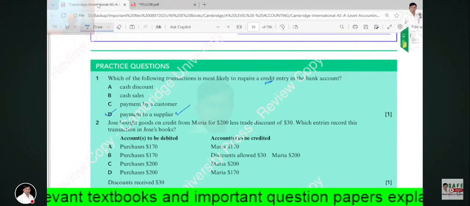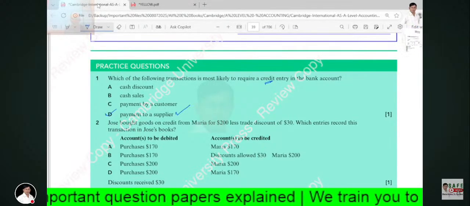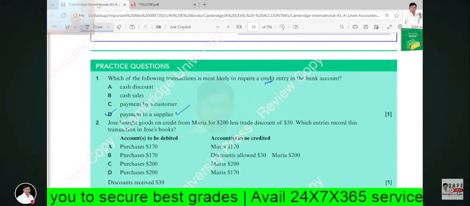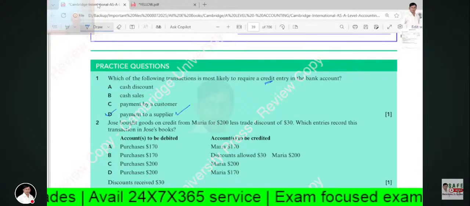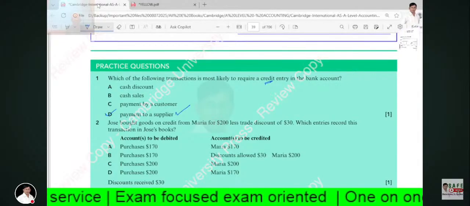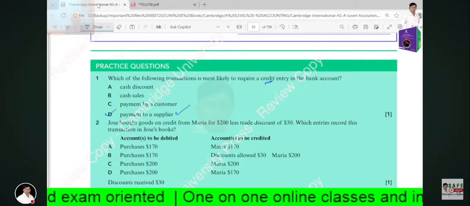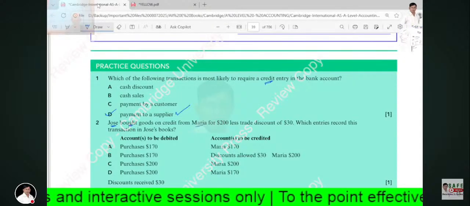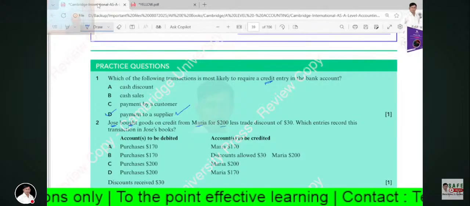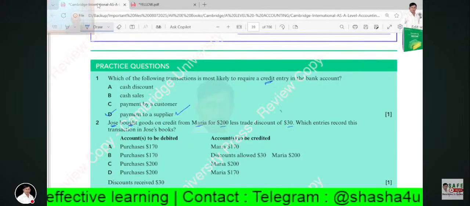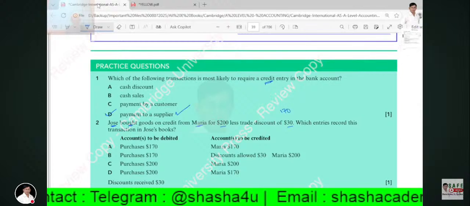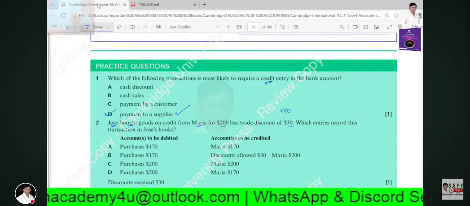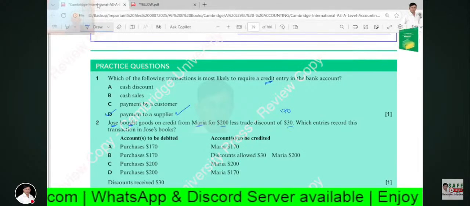So Joe's bought goods on credit from Maria for rupees 200 less trade discount of 30. So 170, the transaction will be recorded at 170. Which entries record this transaction in Joe's books?